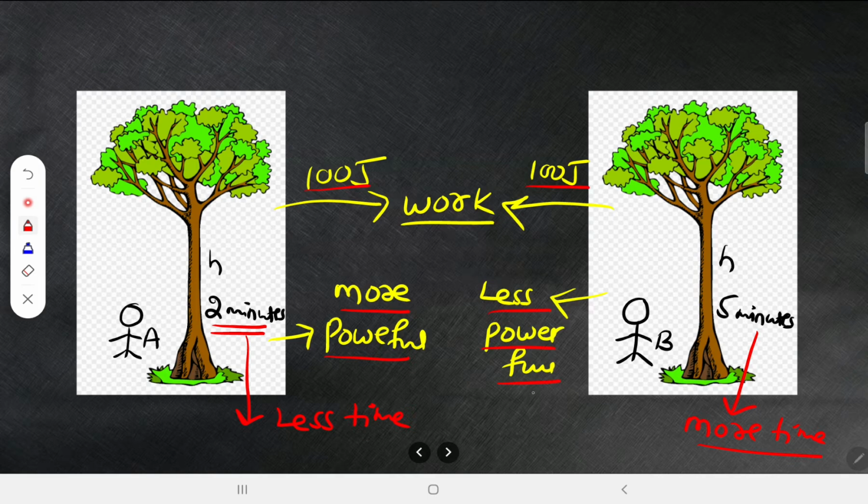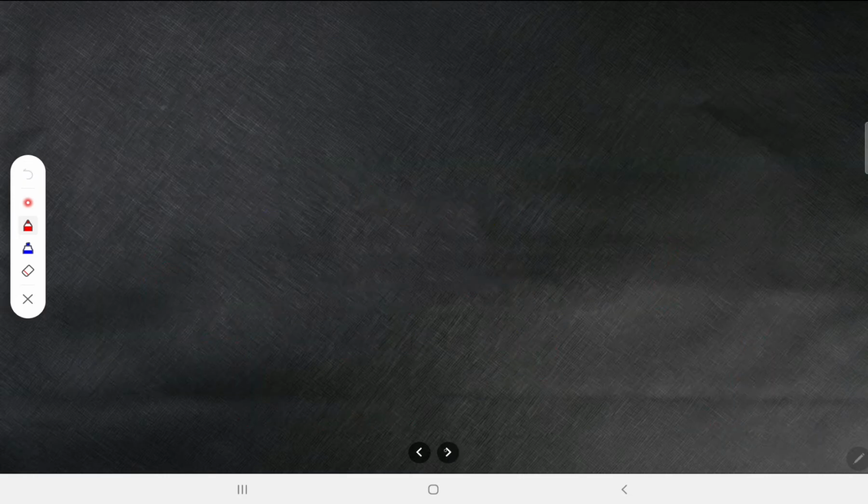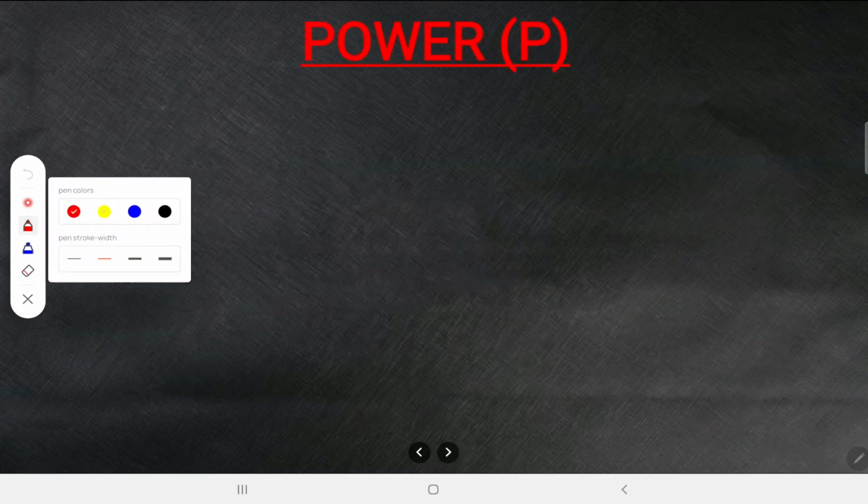All right, let's not say weak. He is powerful, that's why he is able to climb this tree. He is powerful but less powerful. He is able to climb the tree very quickly, that's why more powerful. All right, that brings us to a very important concept of physics, that is power.